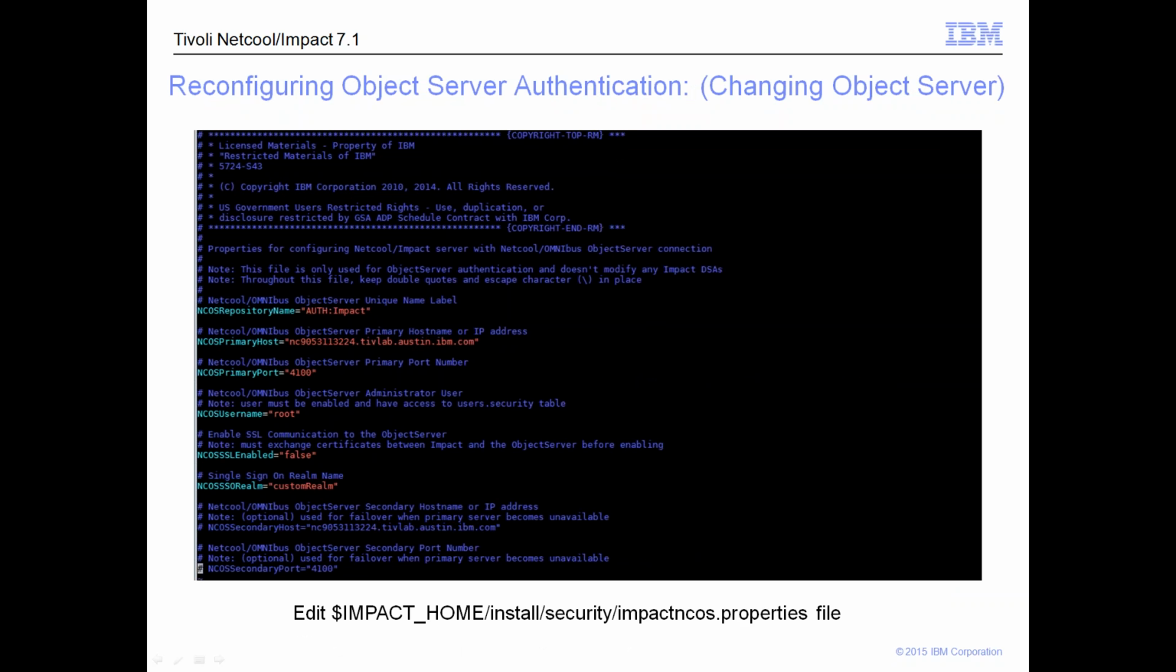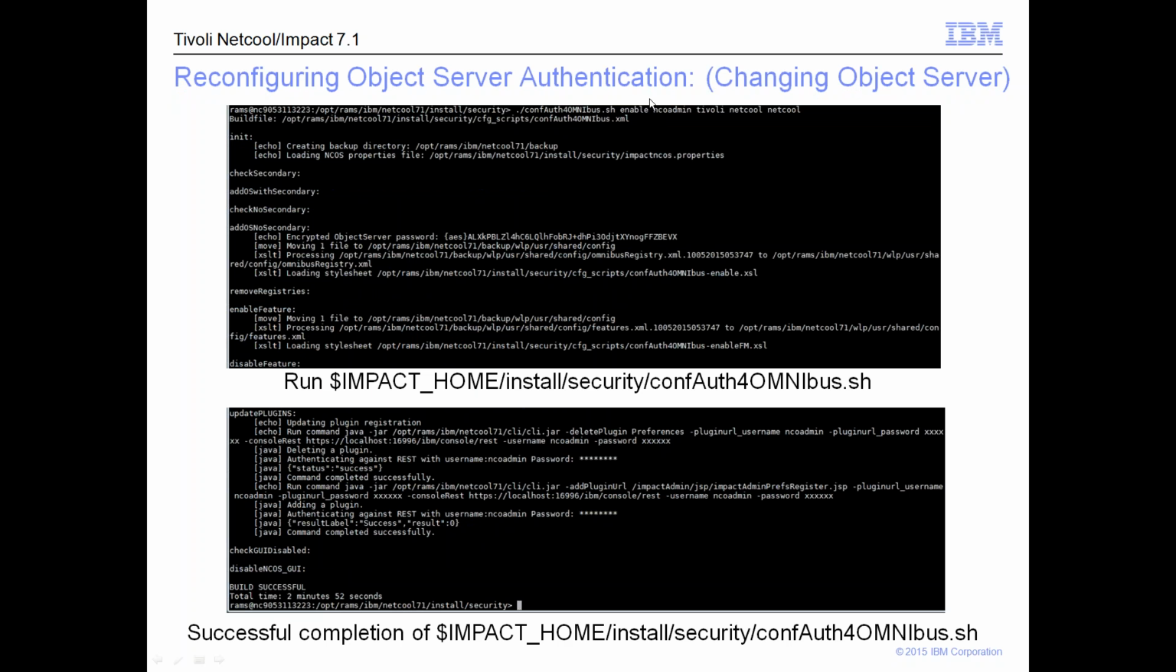Okay, so let's go ahead and talk about changing the object server. Again, you're going to go back to the install security directory. You're going to edit the impact NOS props file, and you can see here I commented out my secondary, and I've actually made it my primary, and I'm making it the only object server that I'm using. So it is changing my primary object server to the one that's on this machine, this server. That's it. You just edit that. You run the enable.